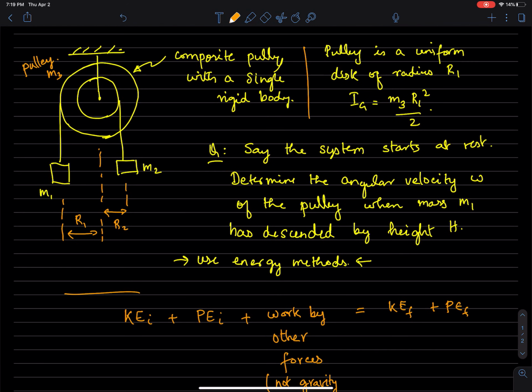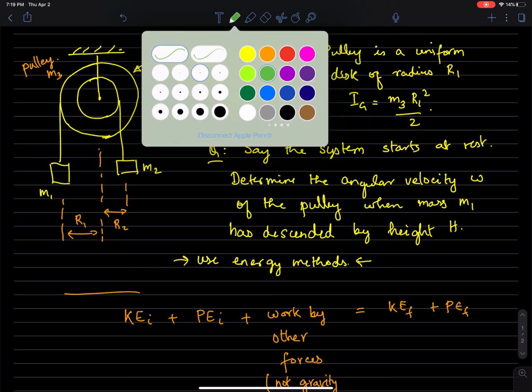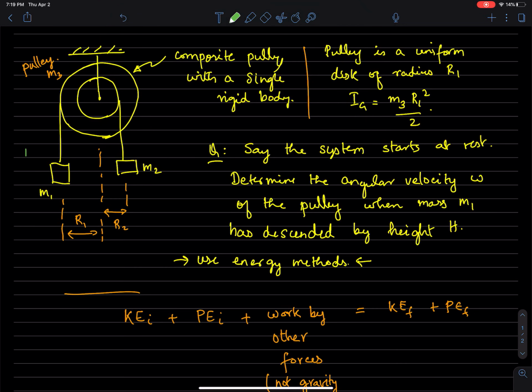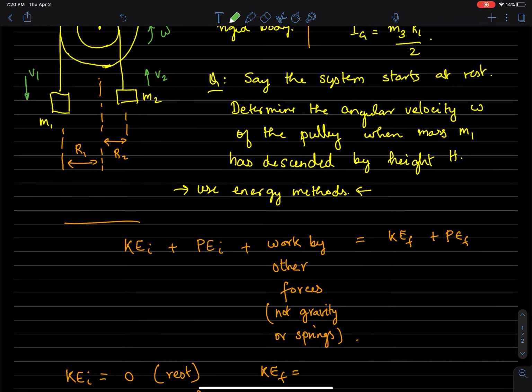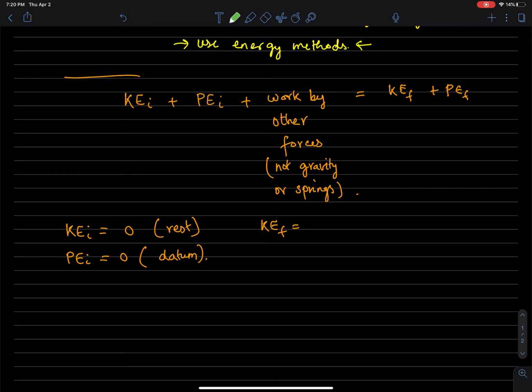Let's define some notation here. Let's say the velocity of this mass is v1 going downwards. Let's say the velocity of this mass going upward is v2, and let's say the angular velocity of the pulley is omega, and let's call this v2 final, omega final, and so on. So that's the notation that we are creating, or sign convention.